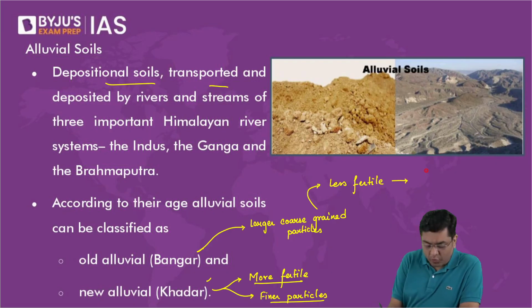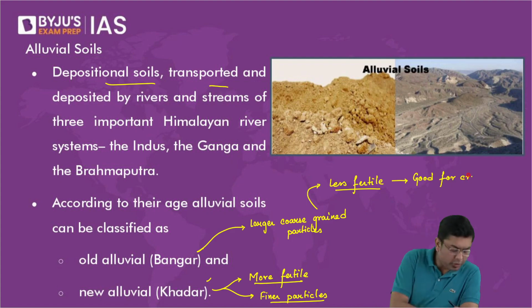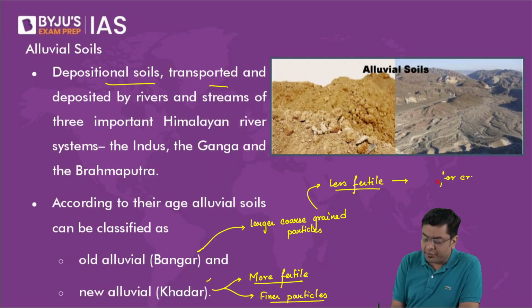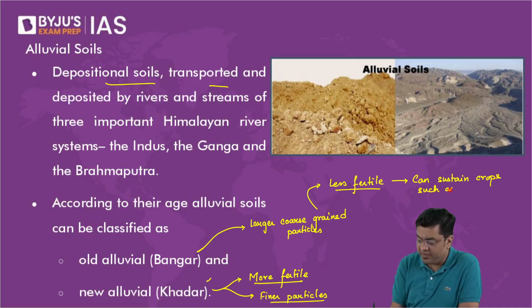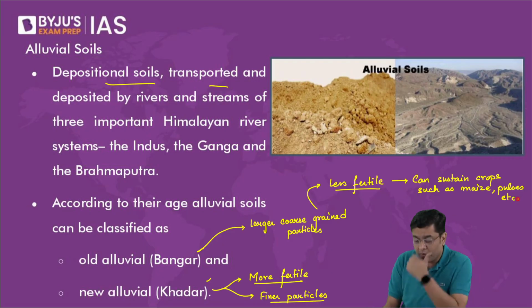And is this going to be good for crops, or not good? It is the fine particle soil which is good for crops. There can sustain crops such as maize, pulses, etc. Okay, so that is the property of the alluvial soil.